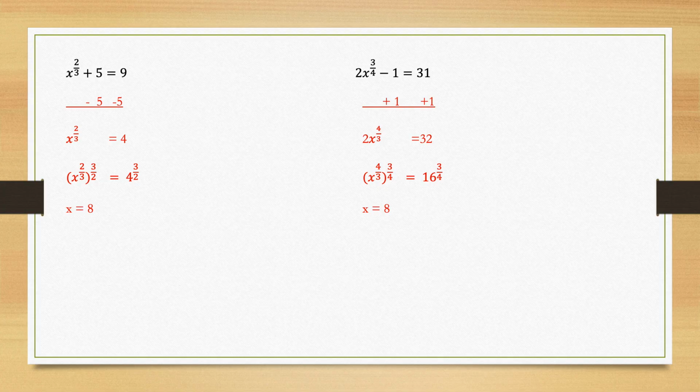Isolate the variable, raise to the reciprocal power, when the variable is not in the exponent, it's a regular number. Here's another example. Add 1 to both sides. Divide by 2. 32 divided by 2 is 16. This says x to the 4/3. The reciprocal of 4/3 is 3/4. Make sure you do it to both sides. X to the 4/3 to the 3/4. 4/3 times 3/4 is 1, so that's x to the 1. And then the 4th root of 16 is 2, cubed is also 8. That's just pure coincidence.